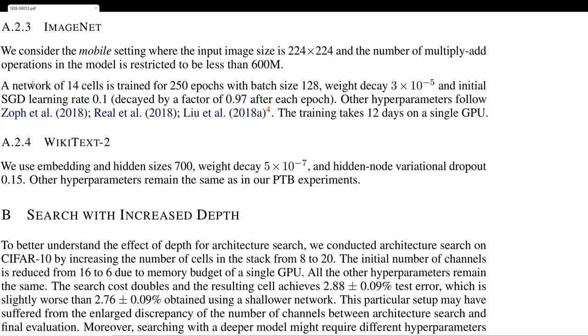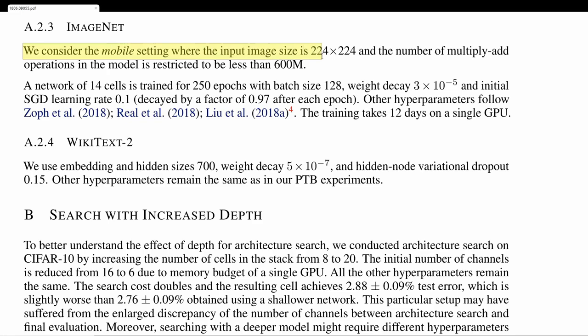We consider the mobile setting where the input size is 224 by 224, and the number of multiply-add operations in the model is restricted to be less than 600 million. A network of 14 cells is trained for 250 epochs with a batch size of 128, weight decay 3 times 10 to the minus 5, and initial SGD learning rate of 0.1, decayed by a factor of 0.97 after each epoch. Other hyperparameters follow these papers. The training takes 12 days on a single GPU. So this is for ImageNet.